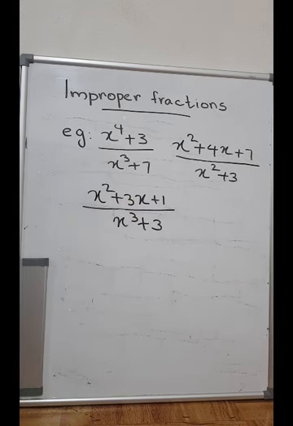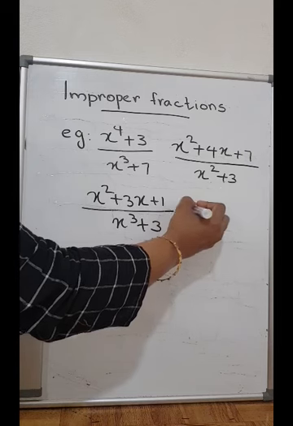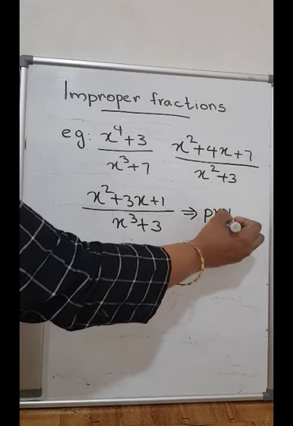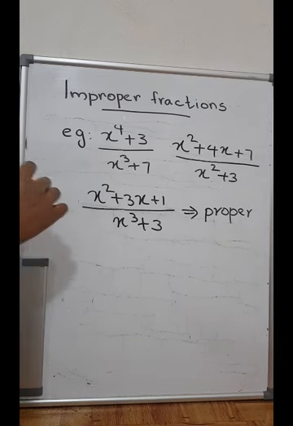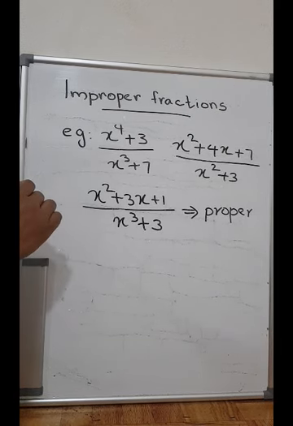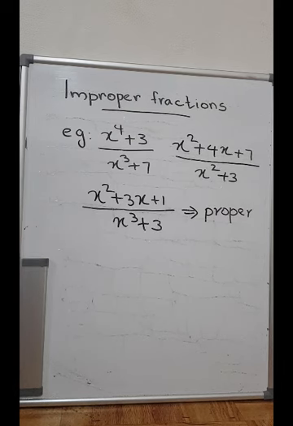Now you see here x square plus 3x plus 1 divided by x cube plus 3. Here the degree of the numerator is 2 and the degree of the denominator is 3. So the degree of the numerator is less than the degree of the denominator. So this is a proper fraction. For a proper fraction, the degree of the numerator will be less than the degree of the denominator. For an improper fraction, the degree of the numerator will be greater than or equal to the degree of the denominator.